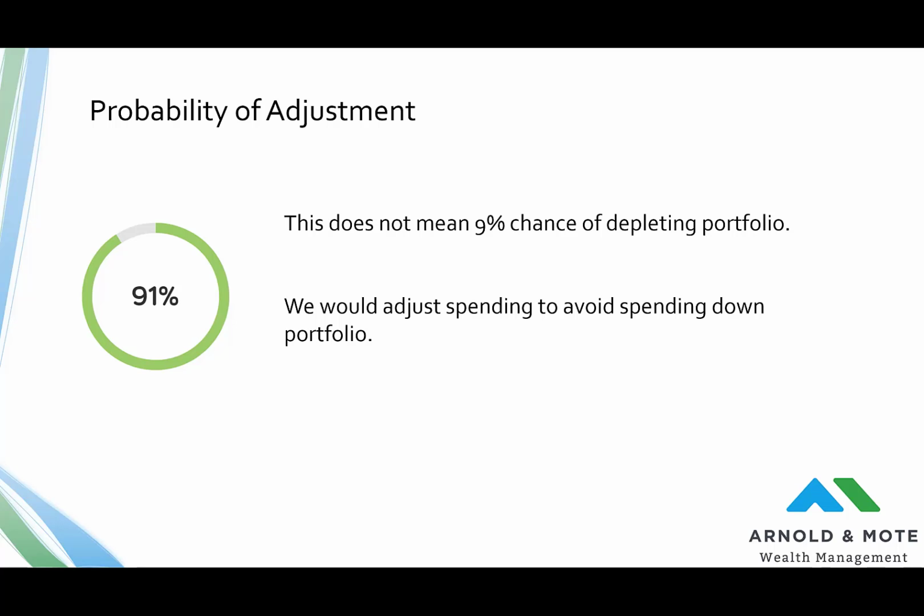So because of that, a lot of people rephrase the term probability of success into something different like probability of adjustment. Because in reality, we would not just sit idle and watch your portfolio go to zero. So what that Monte Carlo is maybe more accurately showing is that 9% of the time, you would have had to make some changes to your spending to keep that plan successful, to prevent you from fully depleting that portfolio.